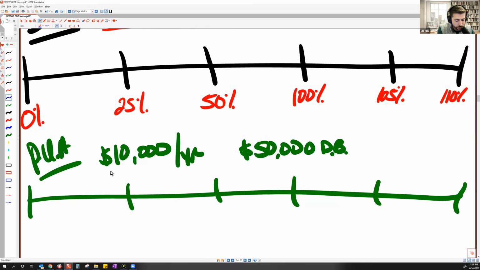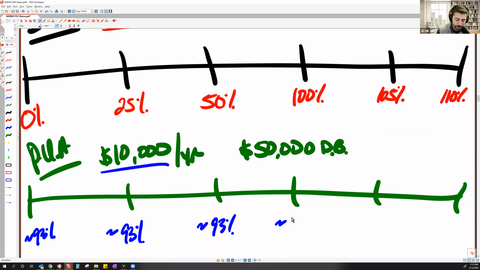So in year one, when you make that $10,000 PUA contribution, roughly 93% of that's going to show up in cash, earning dividends and interest. Like I said, it's kind of like rocket fuel, right? Then in year two, you make that $10,000 contribution, and roughly 93% of that's going to show up in cash. And every single year that we make the PUA contribution, roughly 93% of that is going to show up in cash.